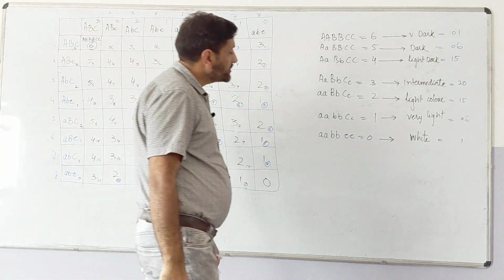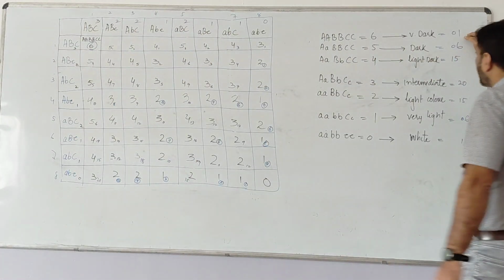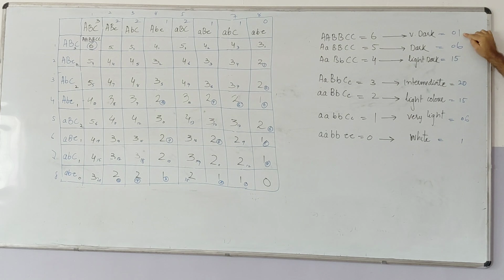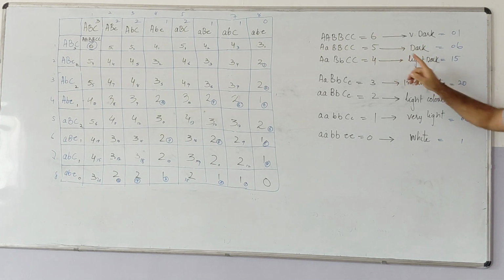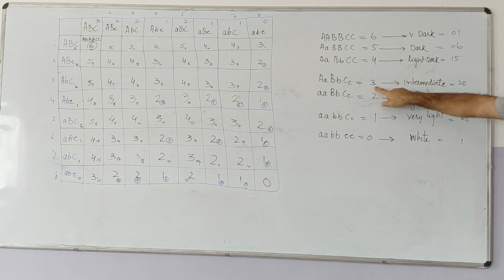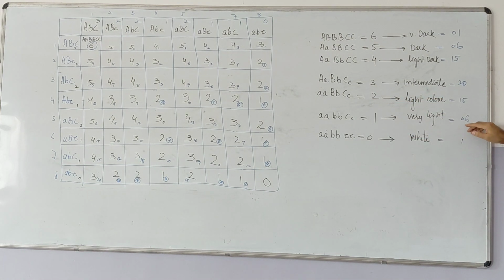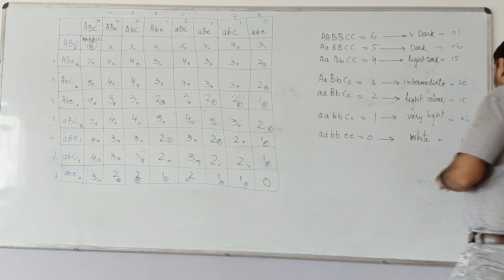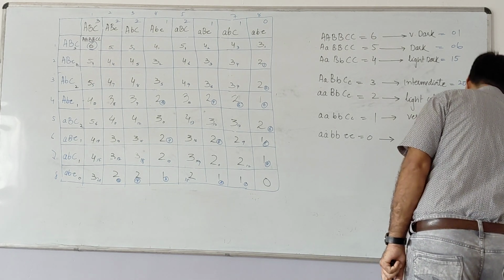Okay. So if we see, the very dark color is having only 1 individual with 6 dominant alleles, 6 individuals with 5 dominant alleles, 15 individuals with 4 dominant alleles, 20 individuals with intermediate color, or we can say 3 dominant alleles, and 15 individuals will be of 2 dominant alleles, 6 individuals will be having only 1 dominant allele, and one individual will be with zero dominant alleles. If we count these figures, you will get the total number of individuals, 64.